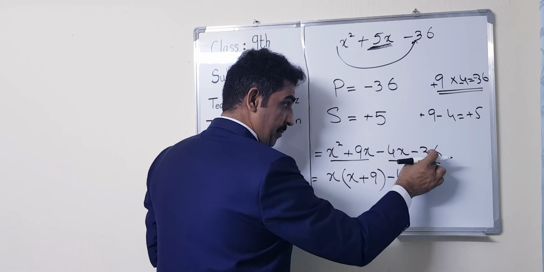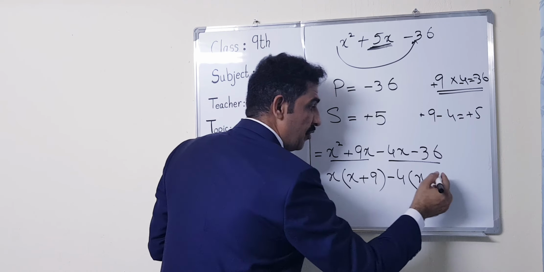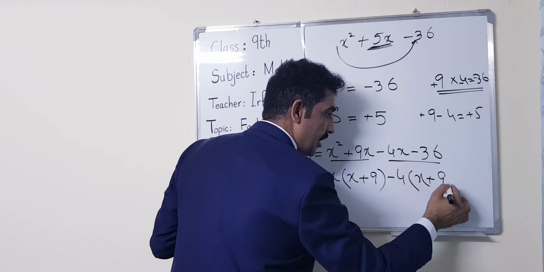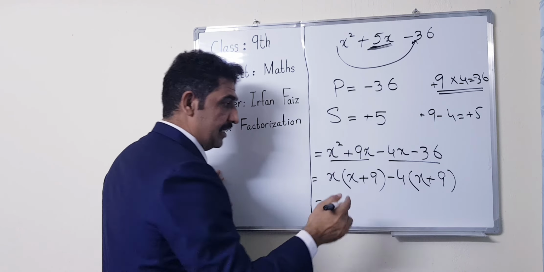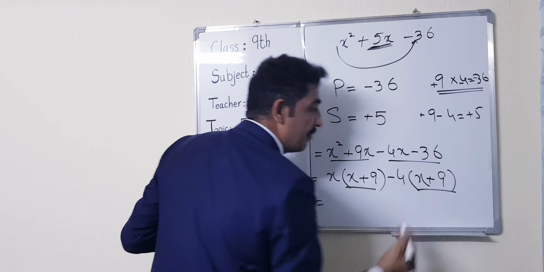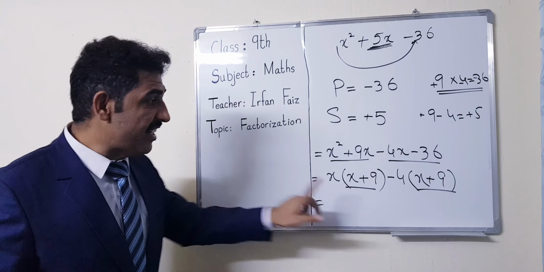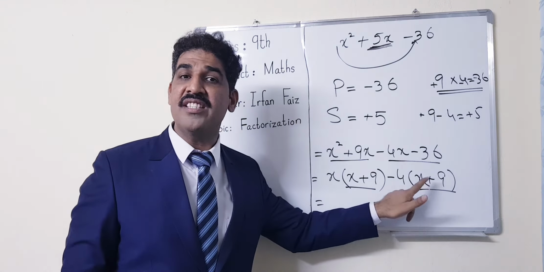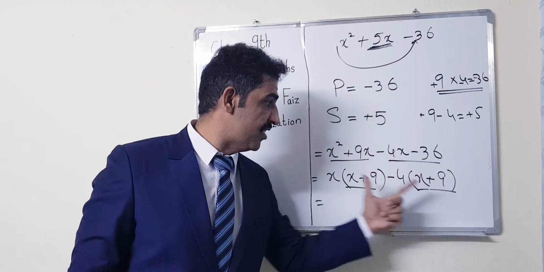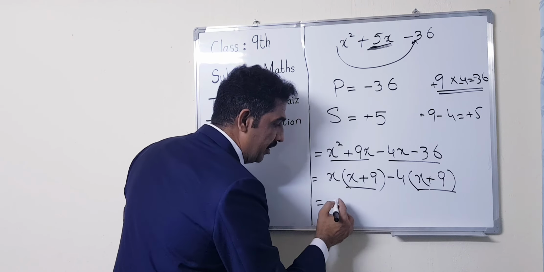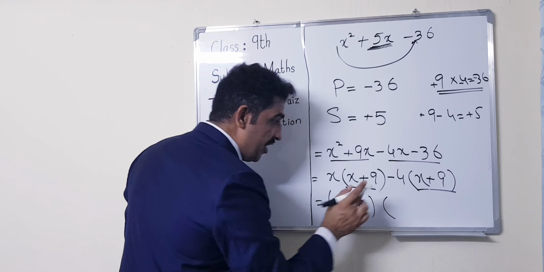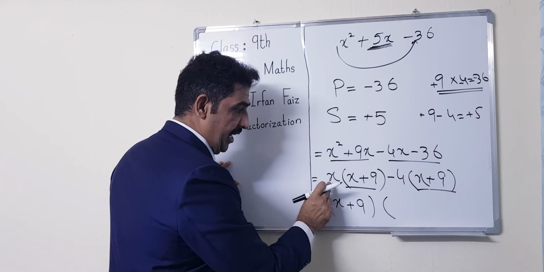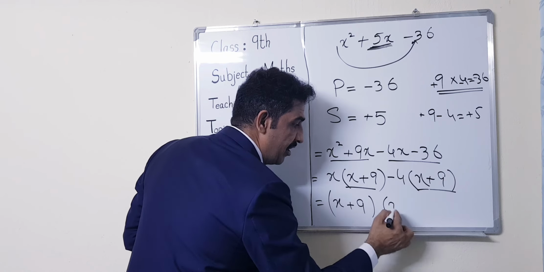36 divided by 4, we get the answer 9, right? Again, this bracket term must be the same. If there is a little change, plus here or minus there, it means you are wrong. So it must be the same. x plus 9 we will take common. x plus 9 common. So what is remaining outside this bracket? x. So you will write x.